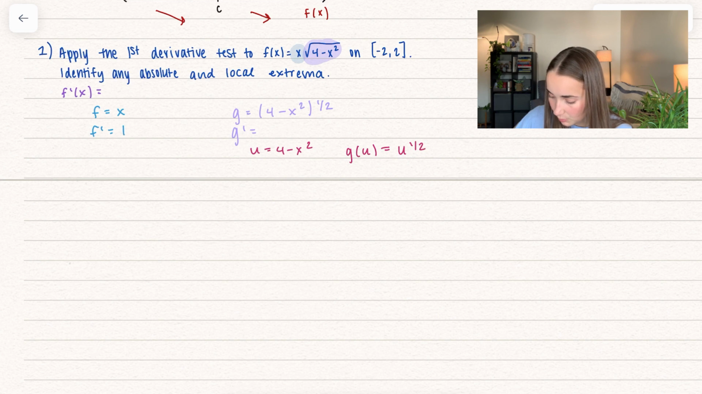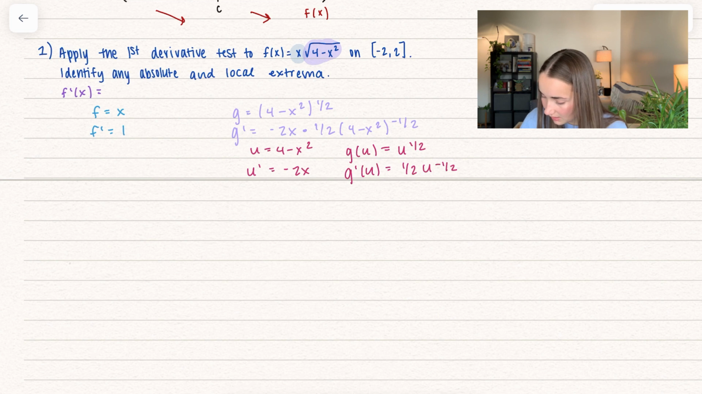So in order to find u prime, we get -2x, and then g prime of u, we're going to use power rule, and we get 1/2 u to the -1/2. Now we can use this in order to find g prime, so we get -2x times 1/2, and let's plug u back in, so 4 minus x squared to the -1/2. And if we wanted to simplify that, we could a little bit, right? That 2 is going to cancel out with the 1/2.